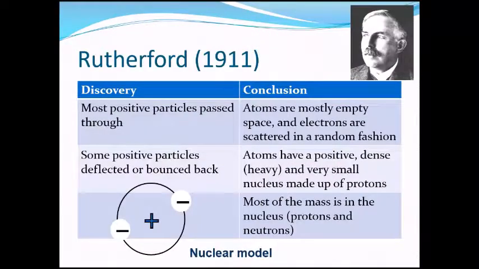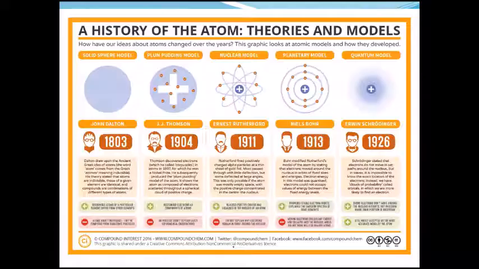So that was the conclusion. Particles passed through, mostly empty space. The ones that bounced back gave up that small, dense, heavy center, where the protons are. Now, he didn't discover that they were protons, but he decided on this idea of the nuclear model where there was a nucleus and then the electrons were outside the nucleus.